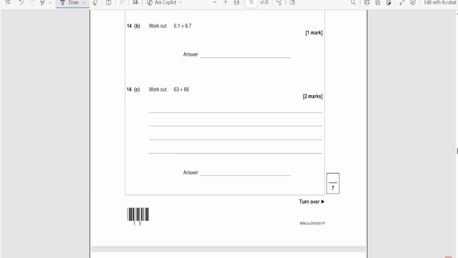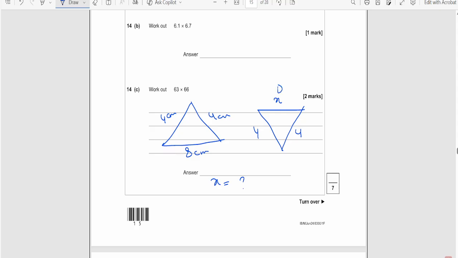So if I have two triangles, let's say they are congruent, okay? This is 8 centimeters, this is 4 centimeters, this is 4 centimeters. If this is 4 and this is 4, what would be the x value? Find x. It's 8. Yes, because congruent means same sides, same angles. Their corresponding sides and angles are equal. So this is also going to be 8. Good.